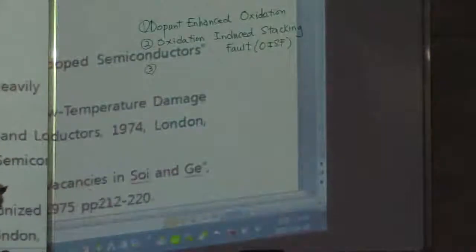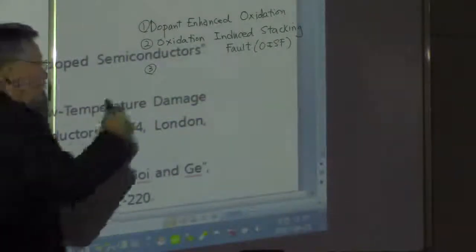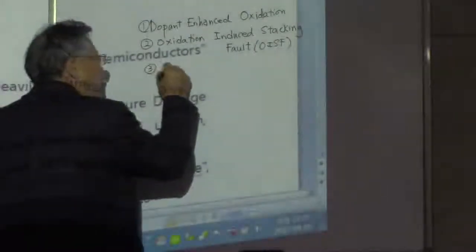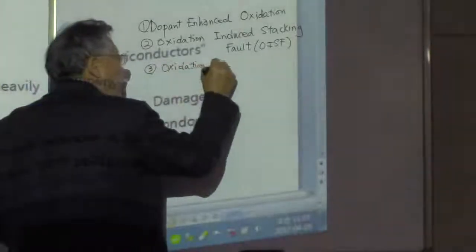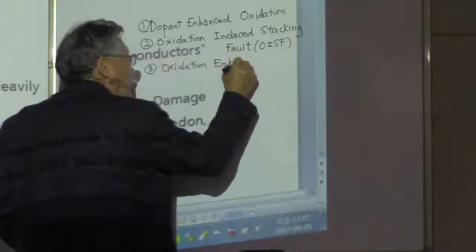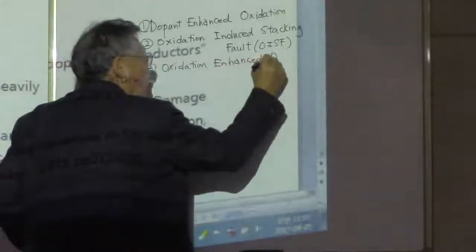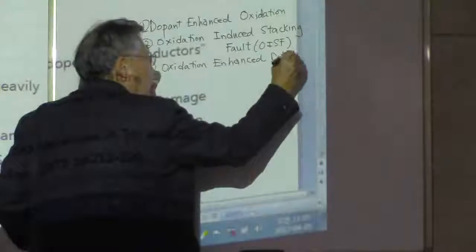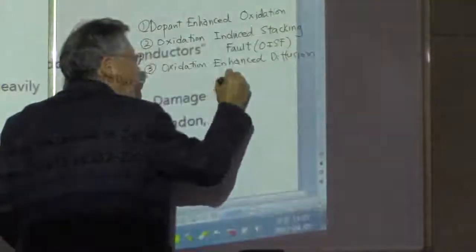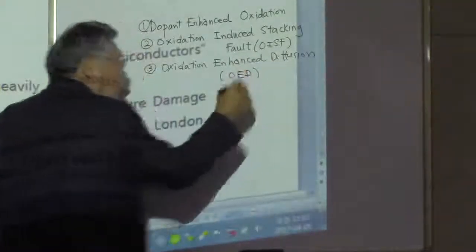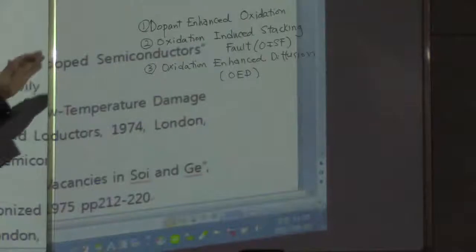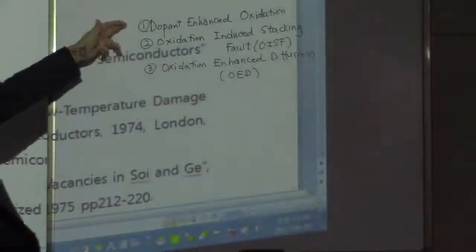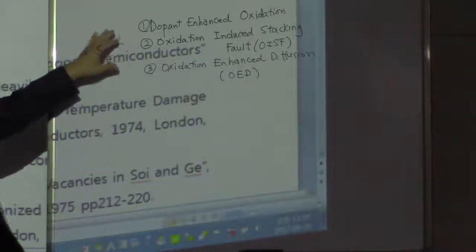Next lecture we're going to discuss the oxidation enhanced diffusion, OED. Probably you may see the sequence is going to be a little bit changed, but we're going to follow these sections, okay?